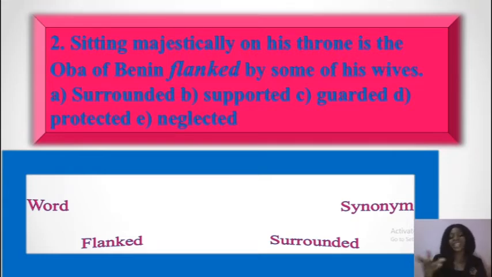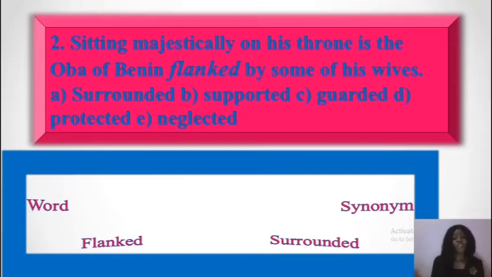It could be that he was telling them a story or any such thing. So, flanked there could be substituted with the word surrounded, not supported. Yeah, I know we would be tempted to go with option B, which is supported, but it's not supported. He's not supported because the expression says sitting majestically on his throne. He's sitting on his throne already, so he wasn't really supported, and his wives cannot guard him. He has guards.